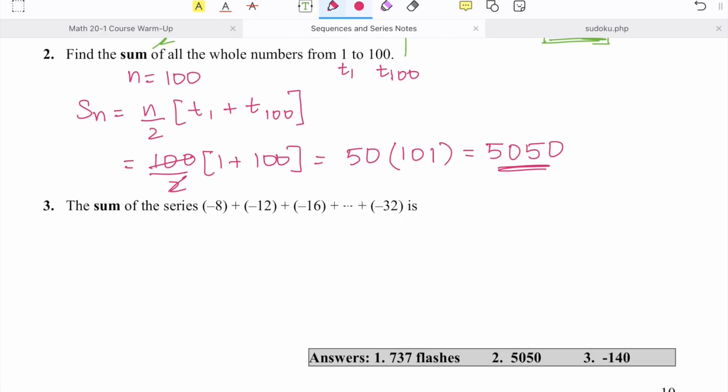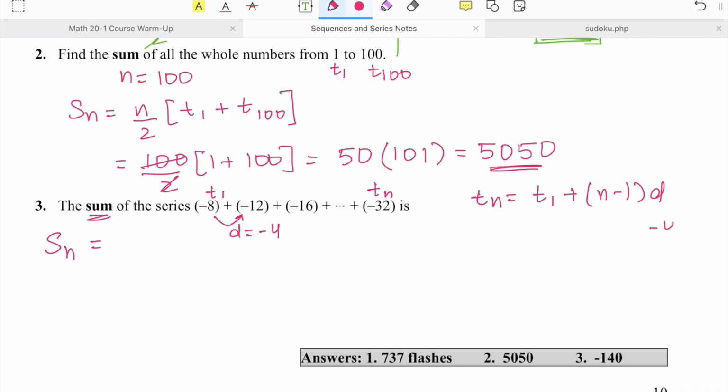The next question, we need to find the sum again, Sn. We don't know what our n is. We do know T1 and we know Tn, whatever that is. So what should we find out first? Find the n. The difference is negative 4. It's going down by 4. So Tn will be T1 plus n minus 1 times d, where our difference is negative 4. We don't know what n is. T1 is negative 8. Tn is negative 32.